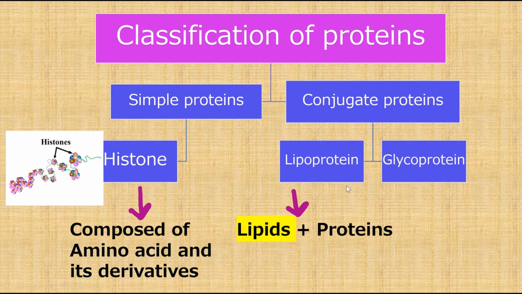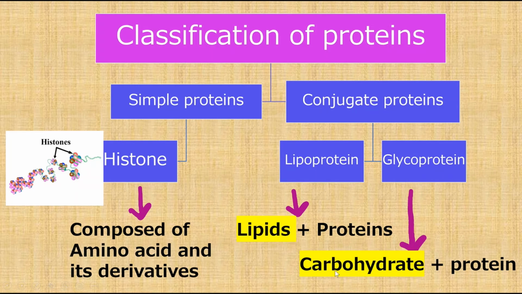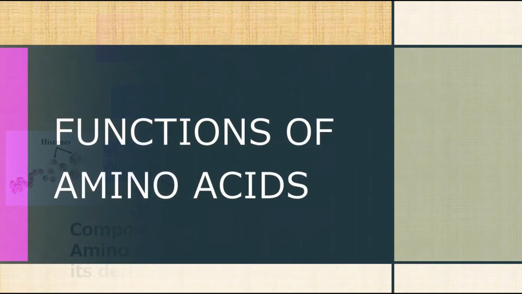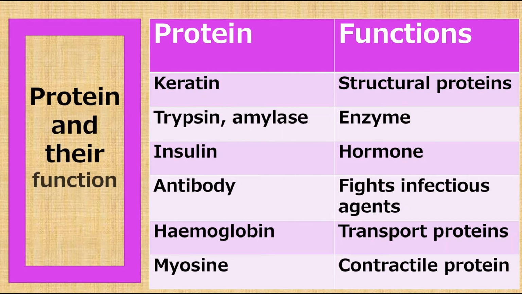One is the lipoprotein. Lipoprotein, from the word, so segregate the word. You can understand that lipo stands for lipids and proteins. So it has a prosthetic group of lipids, okay, apart from proteins. And here in glycoprotein, you can guess that it is carbohydrate and protein. So these are the conjugate proteins, and this one is a simple protein where you can get only amino acids and its derivatives. Now coming to the functions.